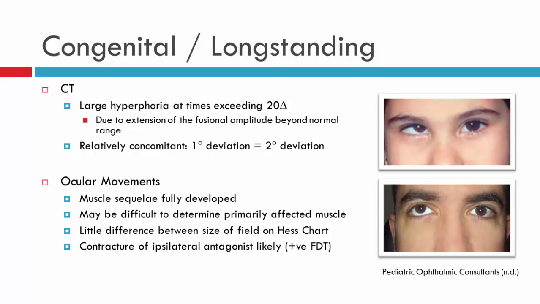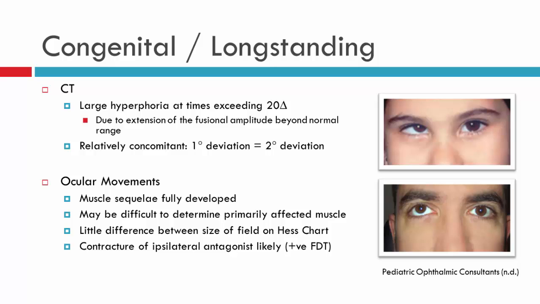And lastly, in relation to ocular movements, note that contracture of the ipsilateral antagonist, in this instance the inferior oblique, can occur with long-standing fourth nerve palsies. The other thing to be aware of is that long-standing fourth nerve palsies can also cause a tight superior rectus of the same eye that's palsied, so the ipsilateral superior rectus.